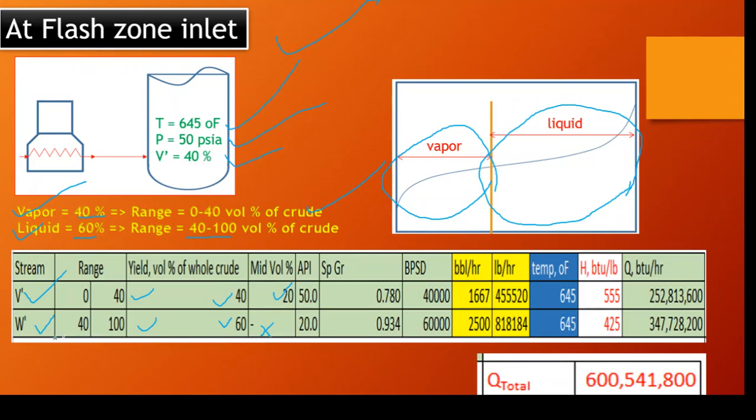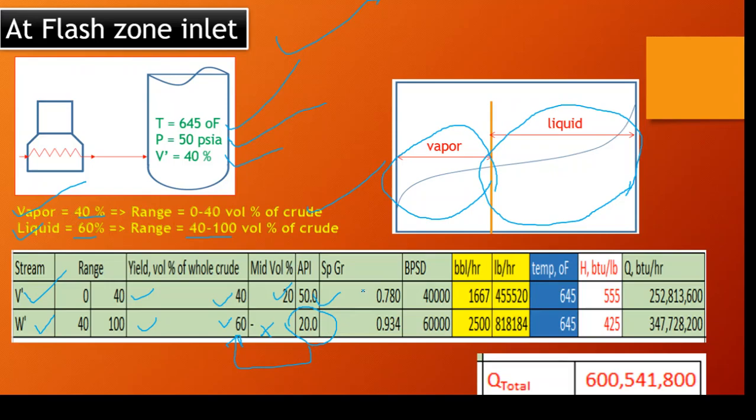Why? Because for the W, that is for the residue, that is for the bottom, we don't need mid volume percent for the calculation of API, and with the help of mid volume percent we can go for the API. This is the API calculation from graph number 11, that is the calculation of API by the residue method, and for that we need only this whole percentage. That's why there is no use of mid volume percent. I have already discussed this in the API video.